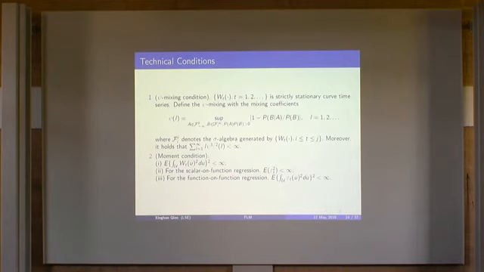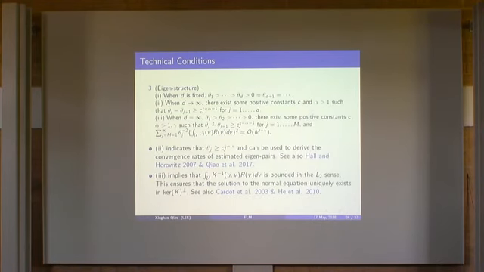Okay, so asymptotic properties. The first condition is the mixing condition, but it's only for technical reasons. Then we have the standard moment conditions for the scalar and functional terms, and also for the functional regression. We have the moment condition on the errors, and also the moment condition on the predictors. And we also have the eigenstructure of the K operator.